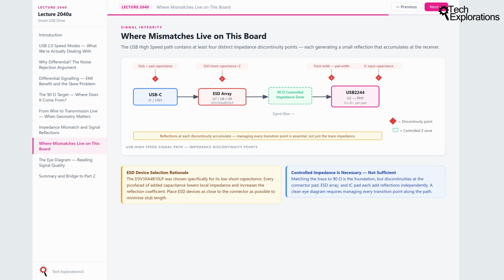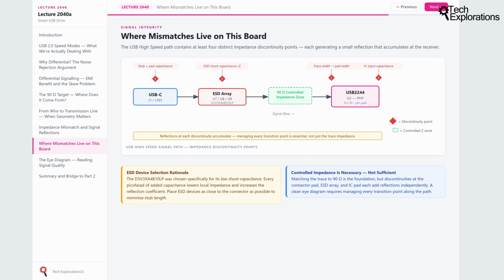for the component choice. The ESD devices must also be placed as close to the connector as possible to keep any stub length short. At the USB 2244 pin itself, the IC pad is again wider than the trace, and the input capacitance of the PHY presents a further load. Each of these discontinuities generates a small reflection. The key insight is that they accumulate.